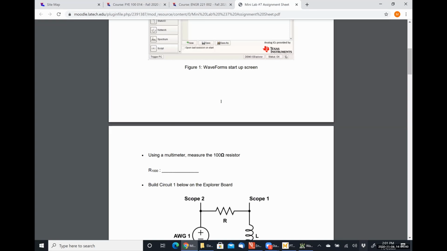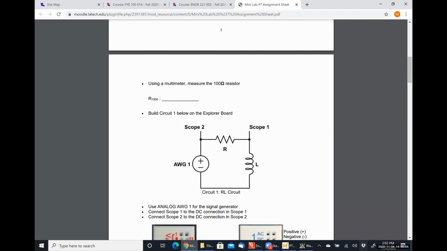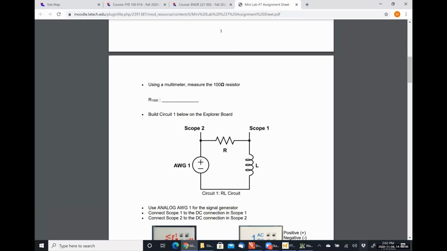All right. 101.8 ohms. I can't draw on this, so 101.8. And now I gotta remember where this guy was wired up, and I believe it was from here. We'll find out whether I broke the circuit in a minute. All right, build the circuit on the Explorer board. It is literally a very, very simple and trivial RL circuit.